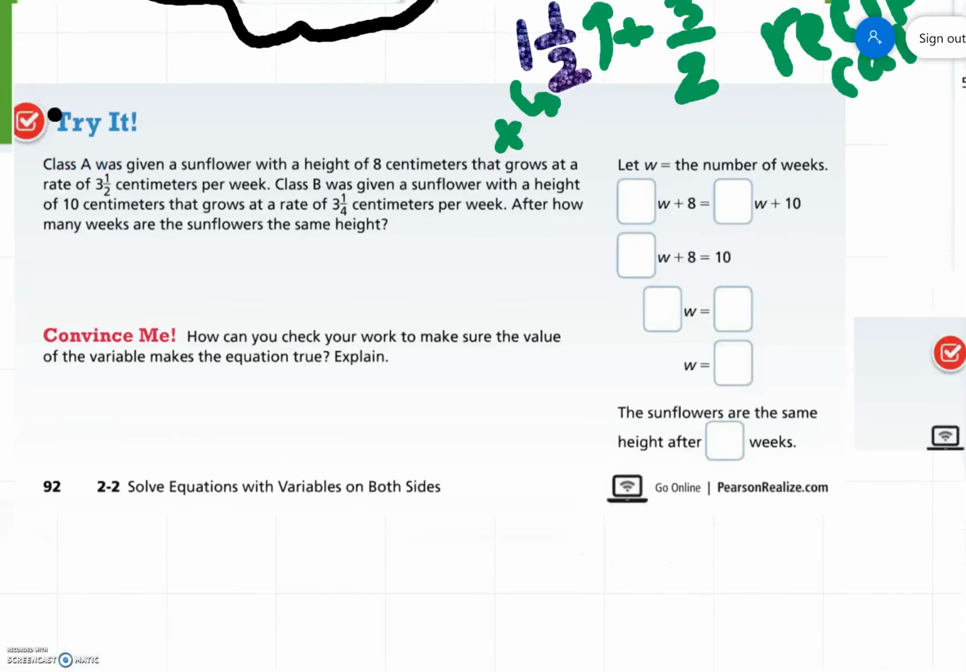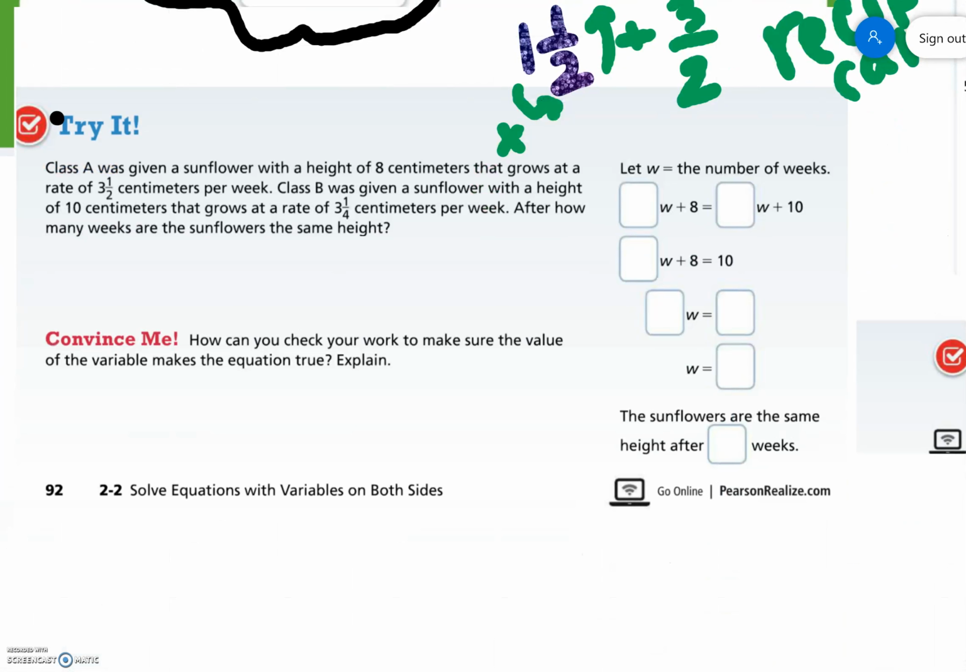Let's try it. Class A was given a sunflower with a height of 8 centimeters that grows at a rate of 3.5 centimeters per week. Rate is one of our vocab words. Class B was given a sunflower with a height of 10 centimeters that grows 3.25 centimeters per week. After how many weeks are the sunflowers the same height? Remember, per always goes with the variable.